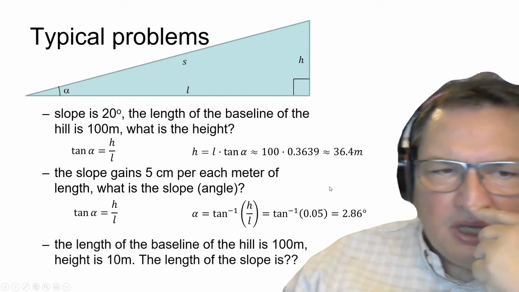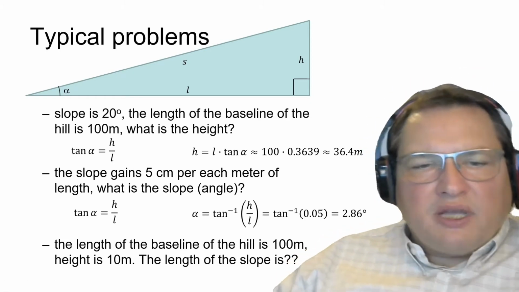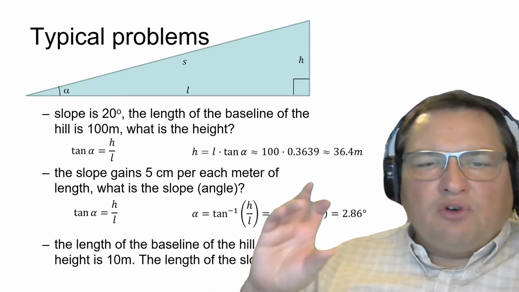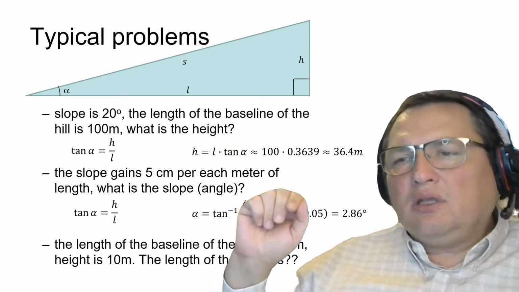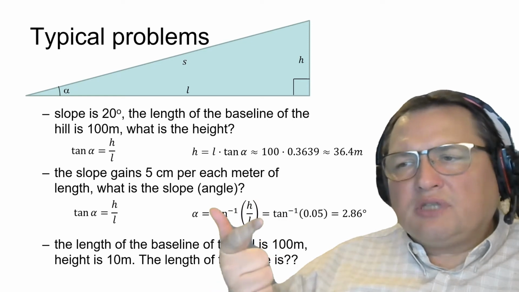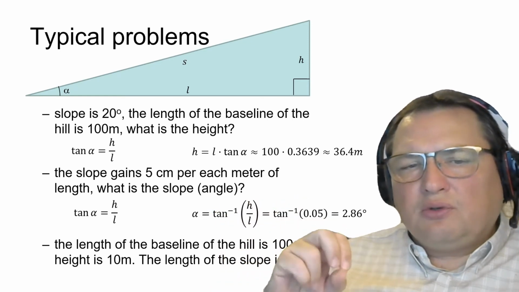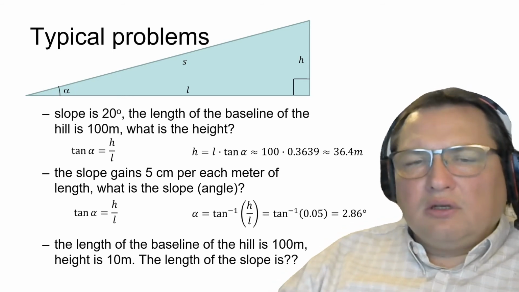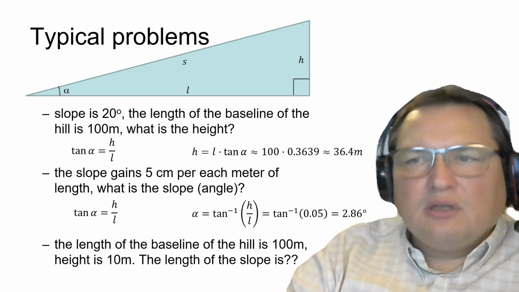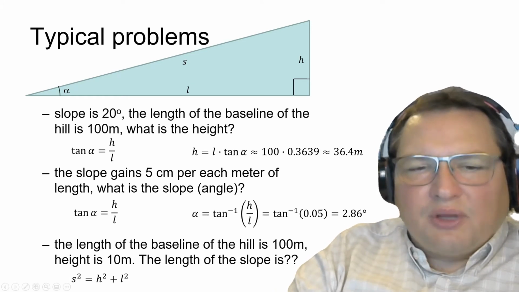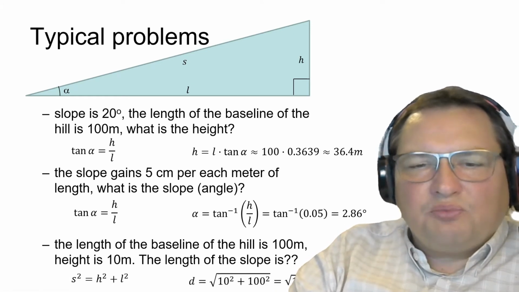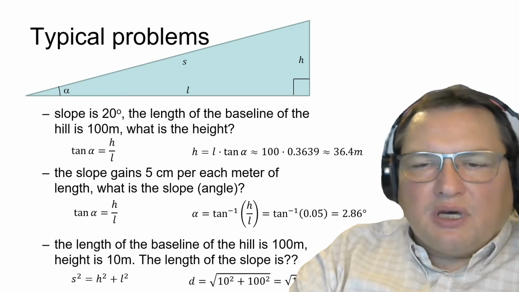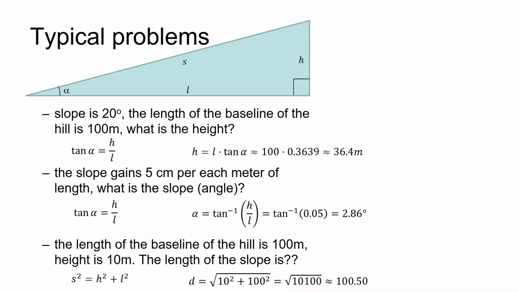The final example here: the length of the baseline of the hill is 100 meters. The height is 10 meters. The length of the slope is... If you think whether it is sine, cosine, or tangent, first of all, look, in this question, there are no angles. Yes, this is Pythagoras. We'll find it from the Pythagorean theorem, and the necessary calculations are displayed on screen.